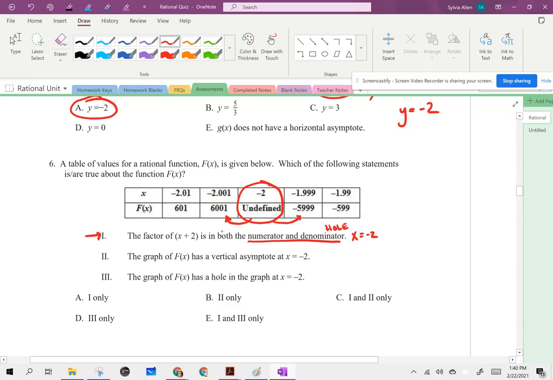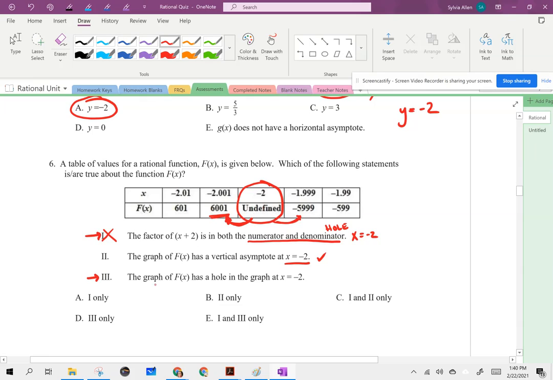So if I look at this left side and right side, it does not approach the same y value. So we know that it's not 1. And then the graph of f of x has a vertical asymptote at x equals -2. If I take a look at that, that's a really large y value as x is approaching from the left, and a really large negative when it's approaching from the right. So that is indicative of a vertical asymptote.